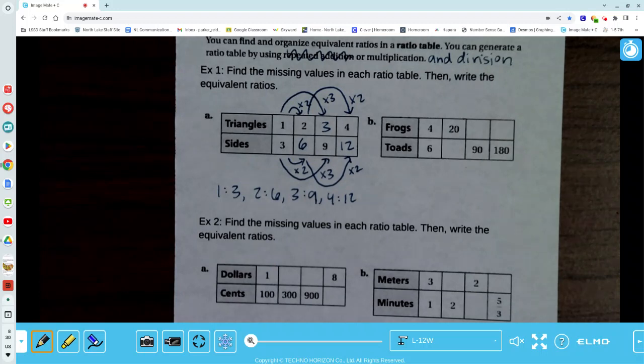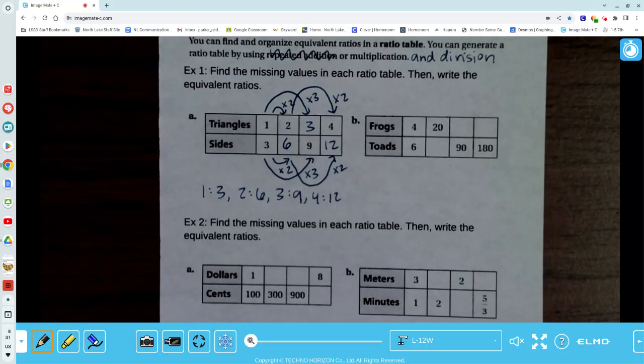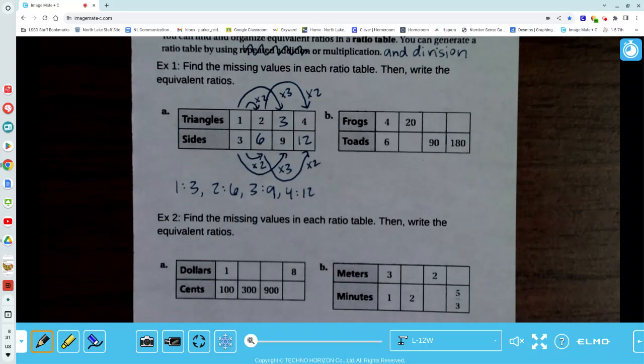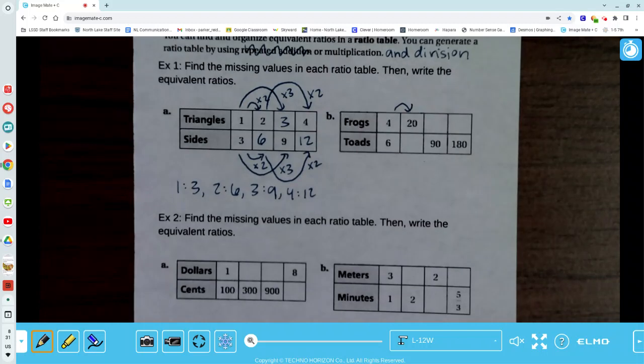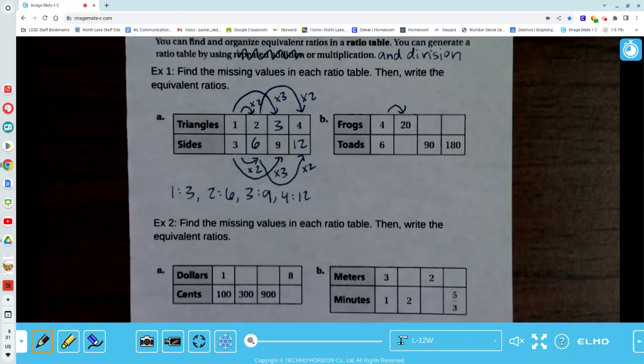Questions about example 1A? Okay. We're going to move on to the next one. This one is frogs versus toads. So the ratio of frogs to toads is 4 to 6. But this time I have 20 frogs. What can I do to the 4 frogs to turn it into 20? What would I want to multiply it by? Phoebe? 5.